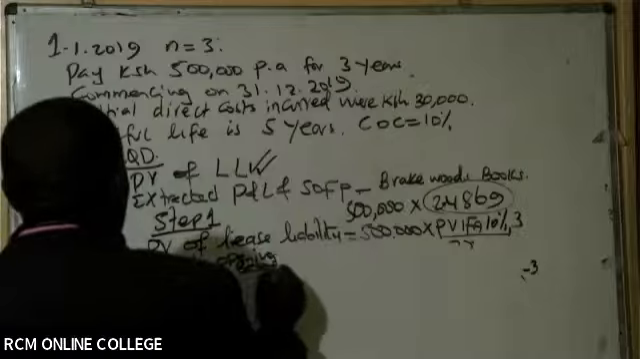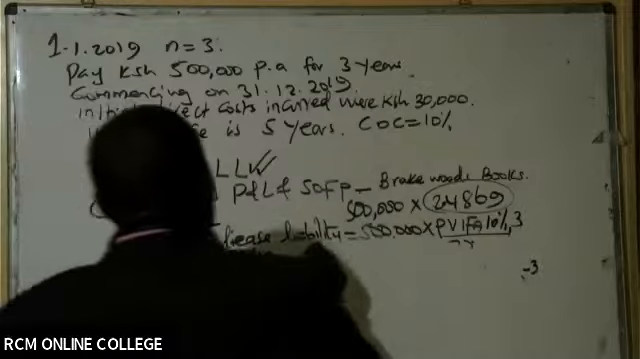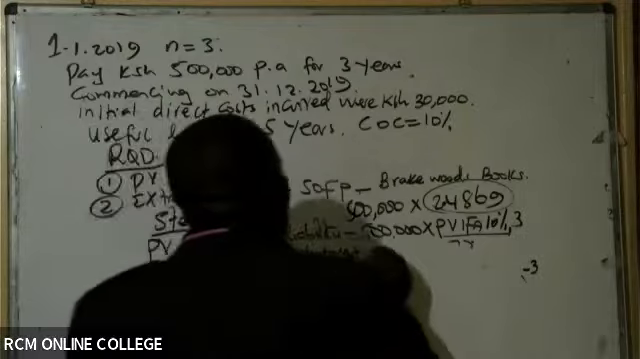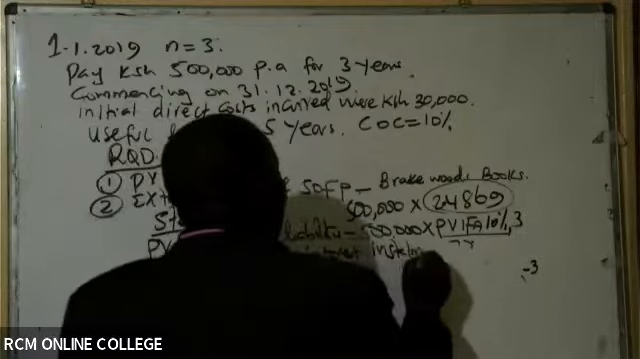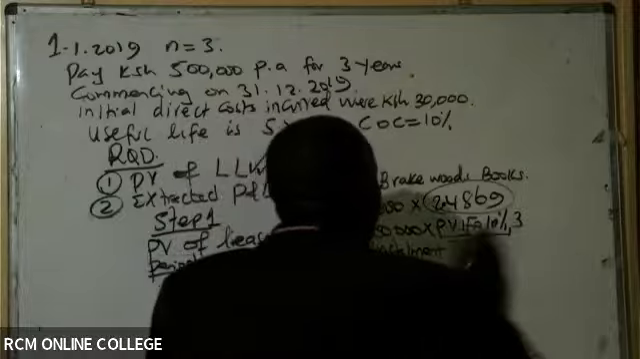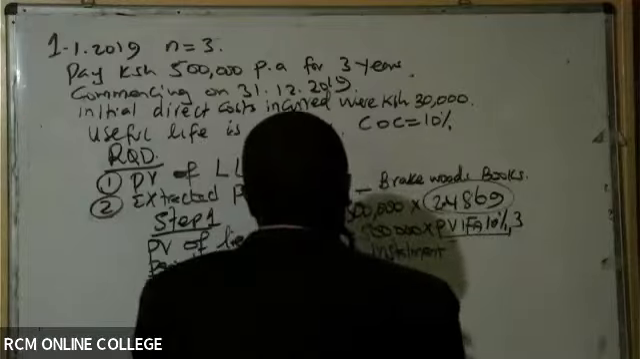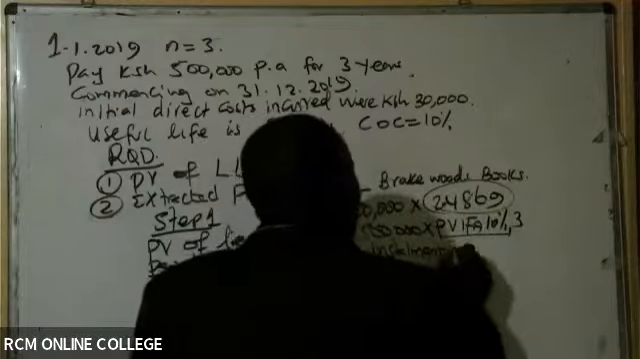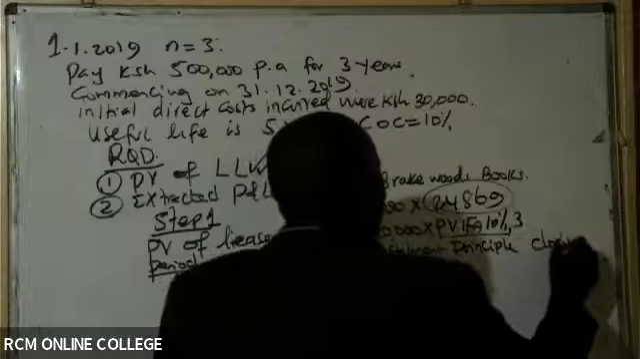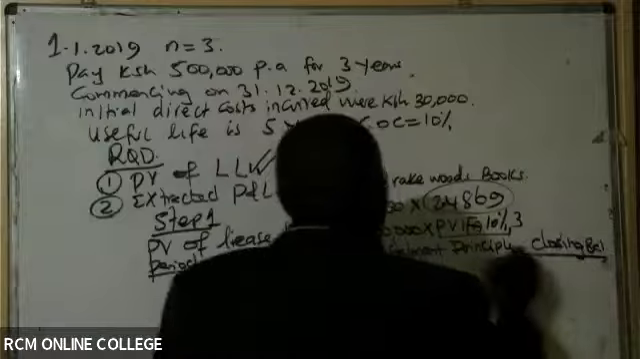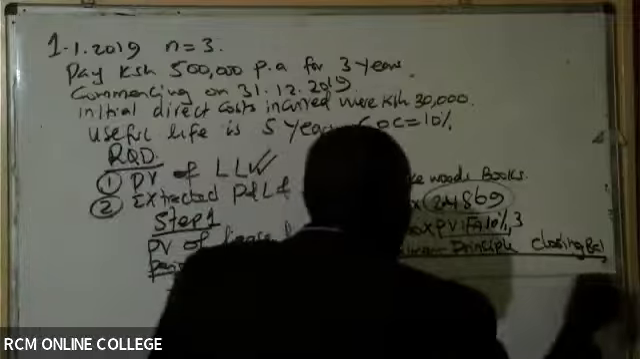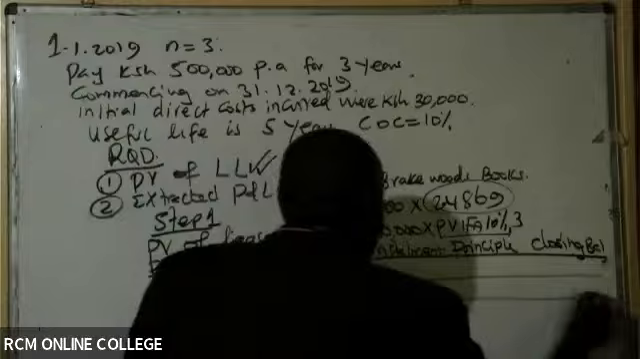After opening balance, immediately we normally do the interest. Don't forget this procedure. After interest, we have the installment. Then we have the principal. Then we have the closing balance. Don't forget this. We have the closing balance like that.